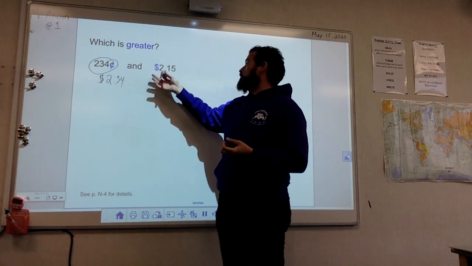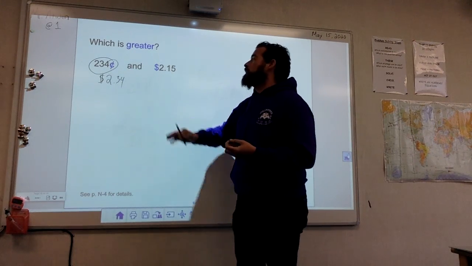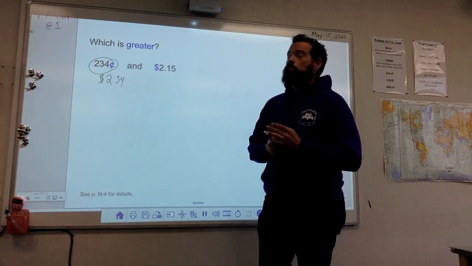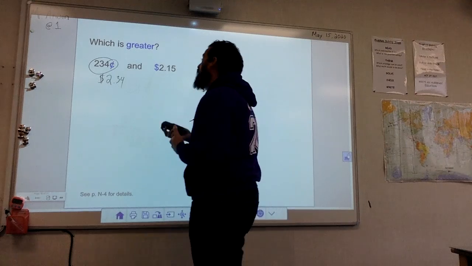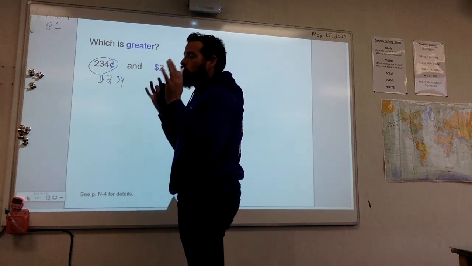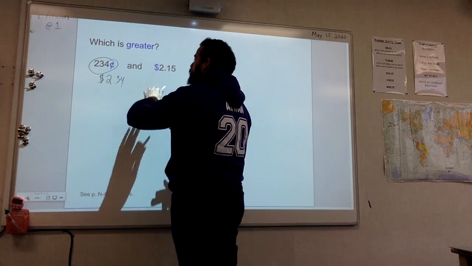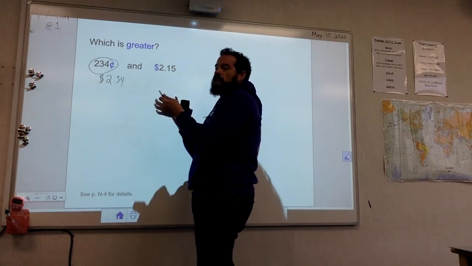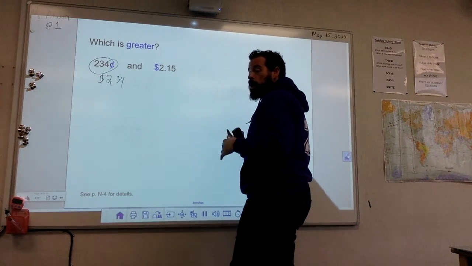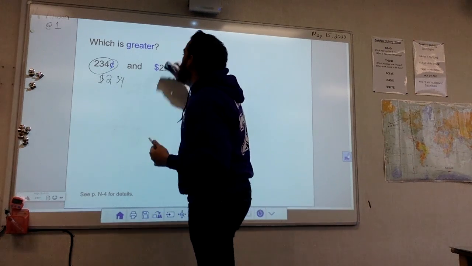You could do it the other way too. Take out the decimal and write that as 215 cents. And then again, you do the same thing, comparing your place values, and that will tell you. But just make sure that you are comparing the same notation, so that you convert both to dollars or both to cent notation.